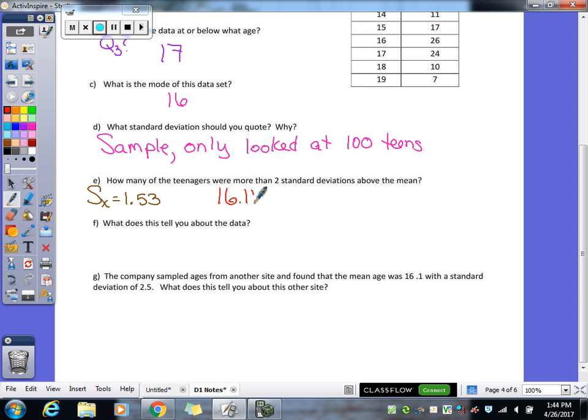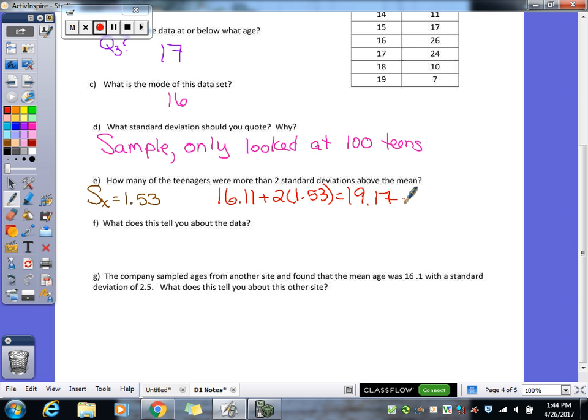So our mean was 16.11. I need to add to it 2 standard deviations. So 2 times 1.53. That's not what I got. That's what I got. 19.17 would be the age that is 2 standard deviations above the mean.